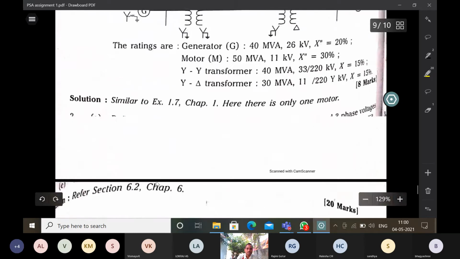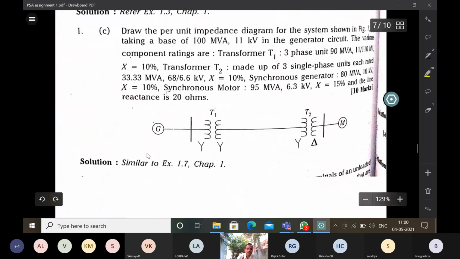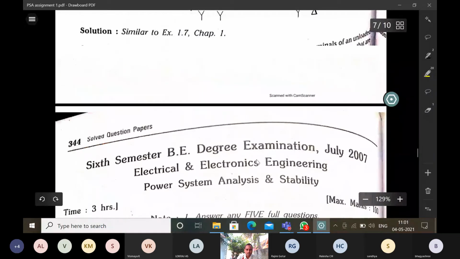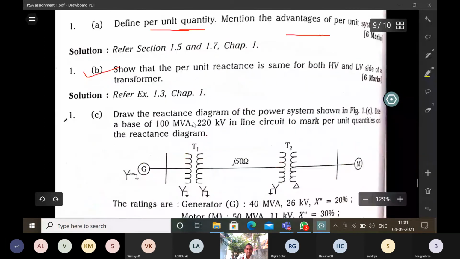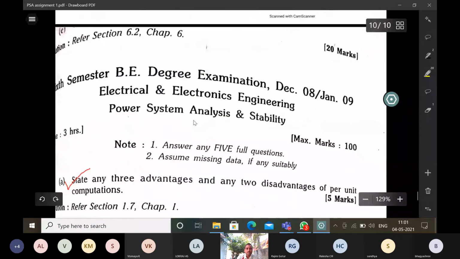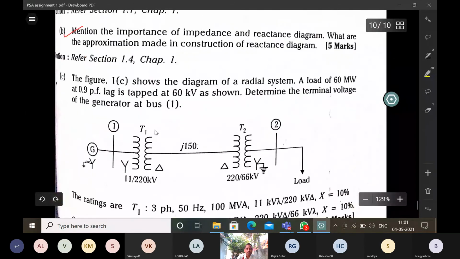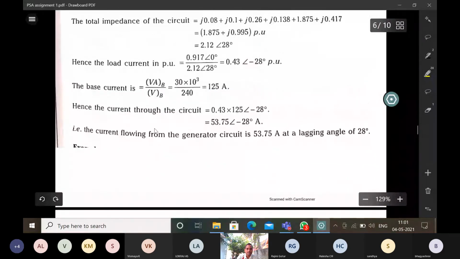So these problems you need to solve, and another 3 questions, that is the one common question: advantages of per unit, criteria for selection of base quantity, show that per unit impedance, that is the common question. And what is single line diagram? That question is added here, and I think 5 questions. Importance of impedance and reactance diagram. So this is the one question. Okay. So 5 theory questions and another 5 problematic is there.